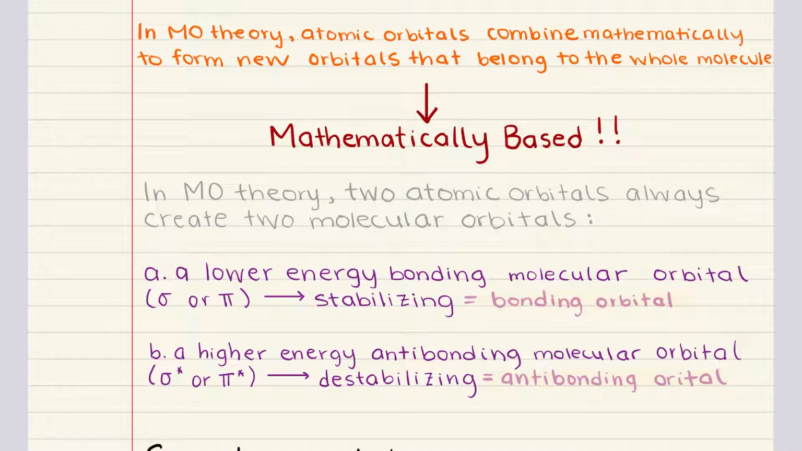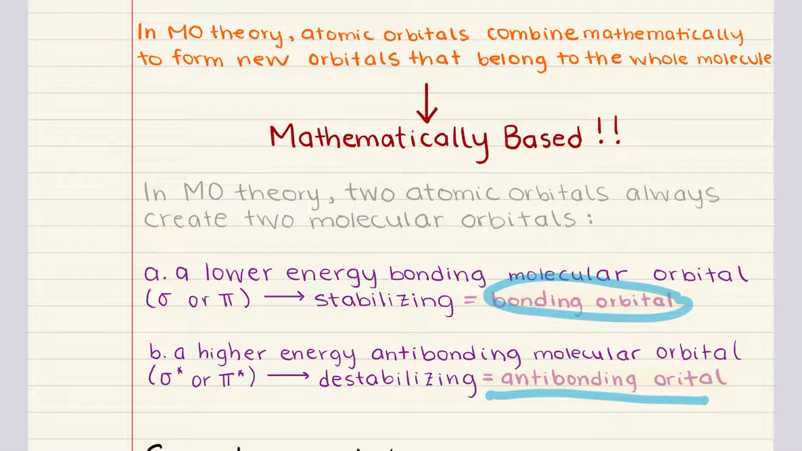In molecular orbital theory, when two atomic orbitals combine, they don't just merge into a single new orbital. Instead, they always create two molecular orbitals, one with lower energy and one with higher energy. These two orbitals represent different ways that electrons can exist within a molecule. The lower energy molecular orbital is called a bonding orbital, and the higher energy one is called an anti-bonding orbital.